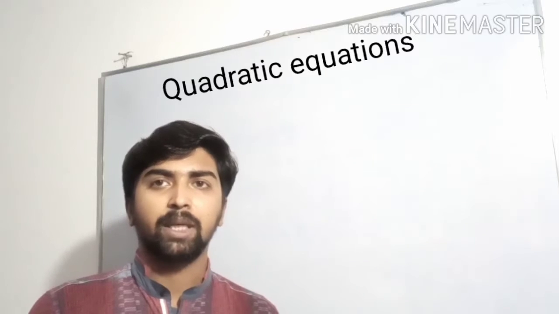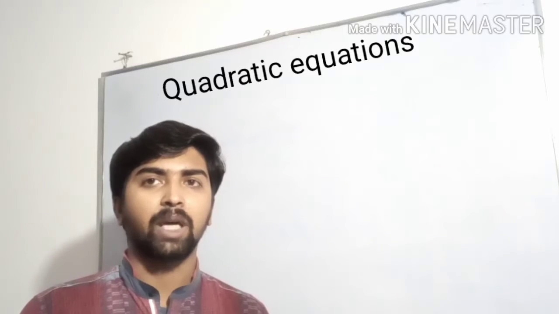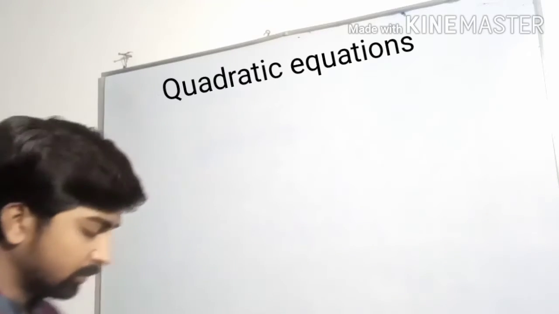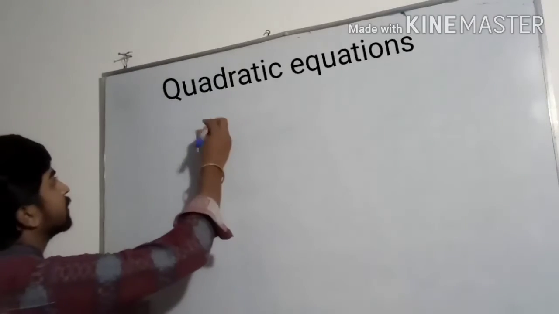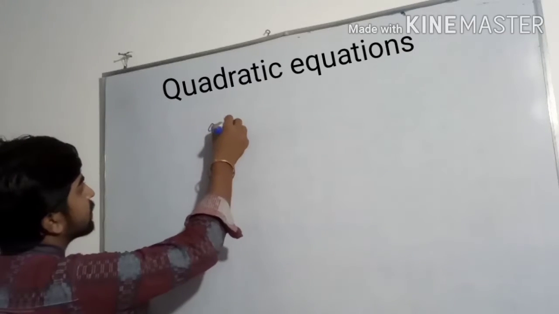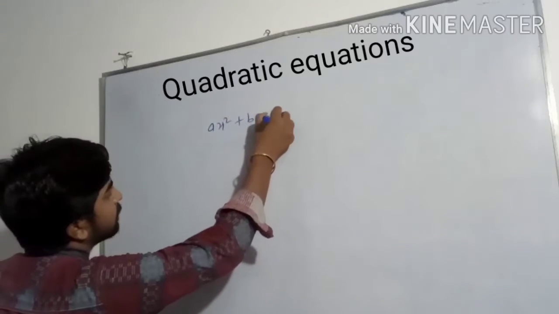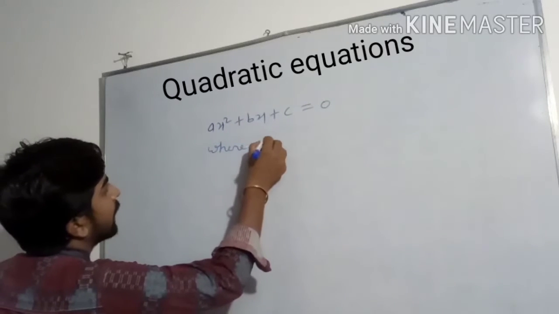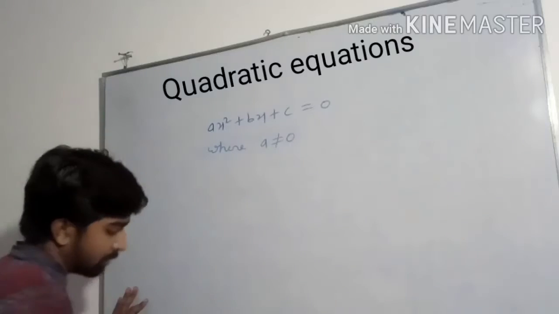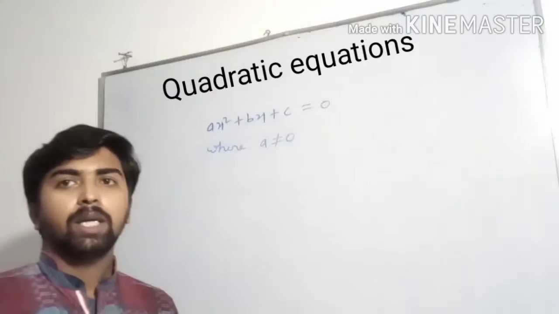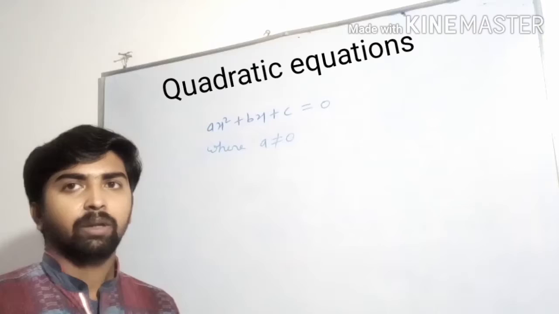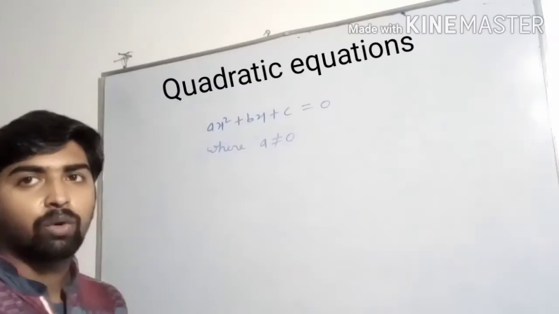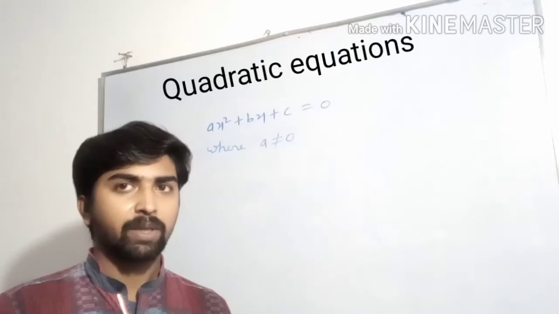Students, in this video lecture we are going to discuss quadratic equations. An equation of the form ax² + bx + c = 0, where a does not equal 0, is called a quadratic equation, where a, b and c are the coefficients of the quadratic equation.